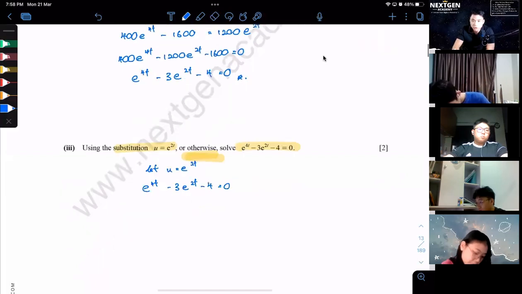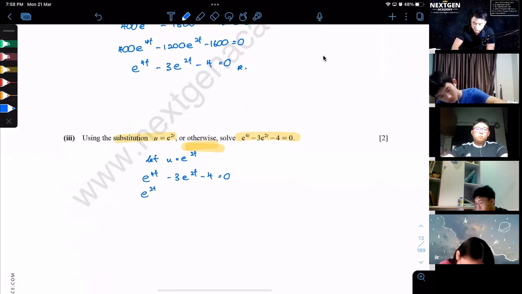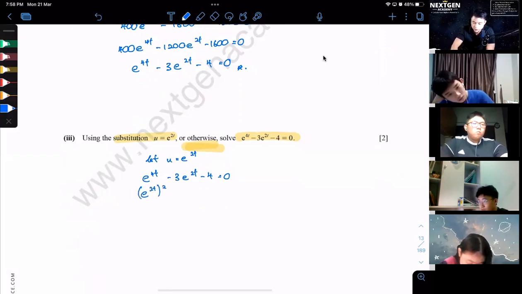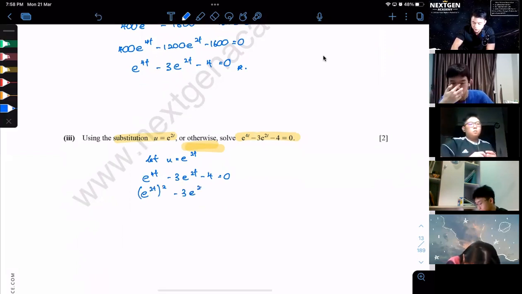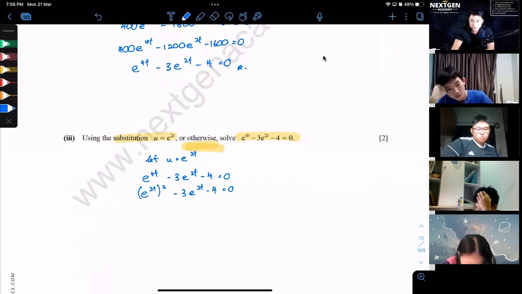So e to the power of 4t can also be written as what? Because we want e to the power of 2t to appear, right? So e to the power of 2t, squared. I can write it like this also. I just write step by step so that everyone is clear. So whenever you see this, you can change it to this form also: (e to the power of 2t) squared minus 3e to the power of 2t minus 4 equals 0.